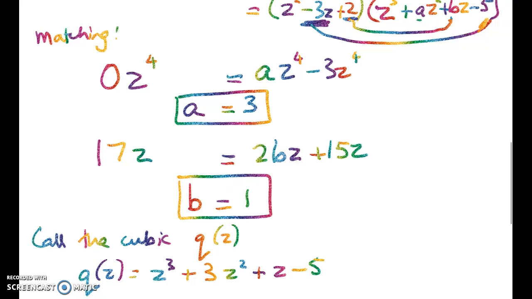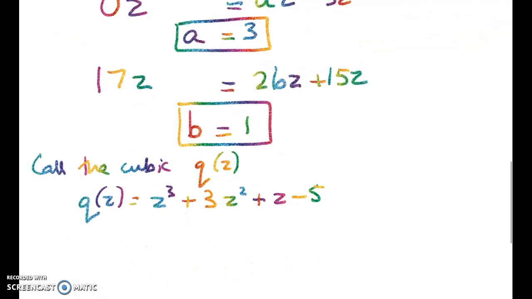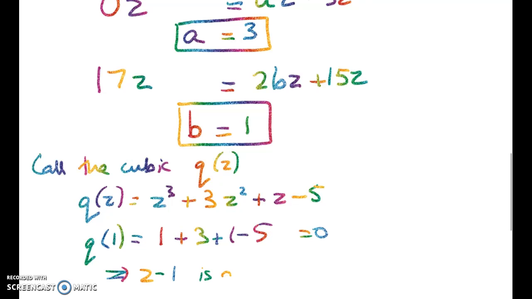Right, what are we going to do? Well, even just by writing that out, you might have got a feel for what's going to give me a factor. So factor theorem again. Let's go back and try 1. Well, we've got 1 plus 3 plus 1 minus 5 equals 0. So z minus 1 is a factor.